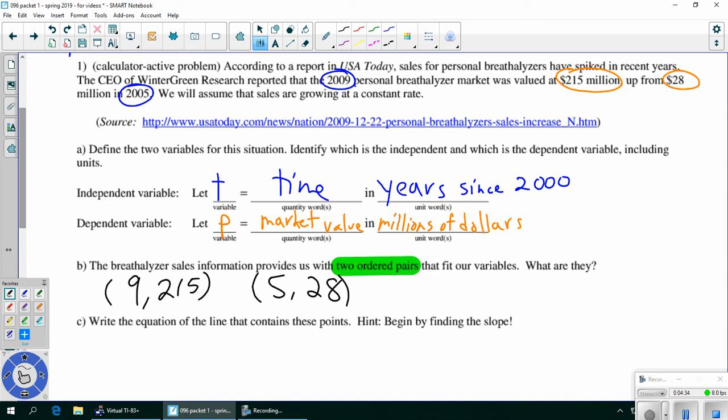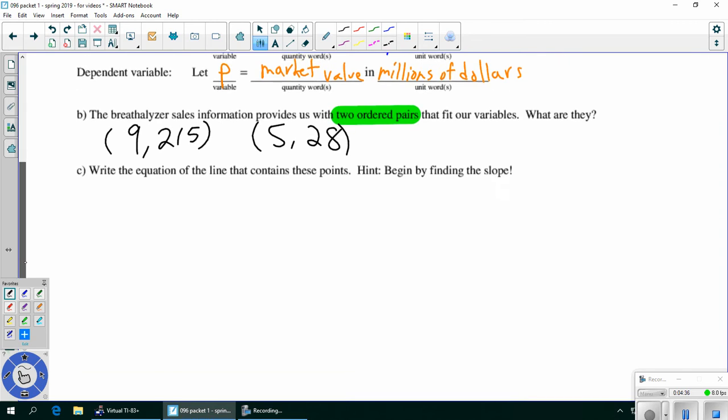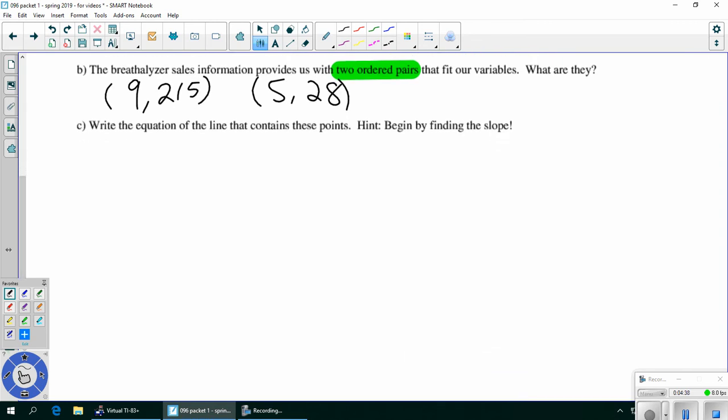And now that we have two ordered pairs, we can do our very standard intermediate algebra process of writing the equation of a line that hits 2 points. So let's do our standard process. Typically, y equals mx plus b, but in our case, it isn't that. So y is the output, the dependent variable, which in this case is personal breathalyzer market. And then x is the input, which is time. So using our letters for this problem, it's p equals mt plus b.